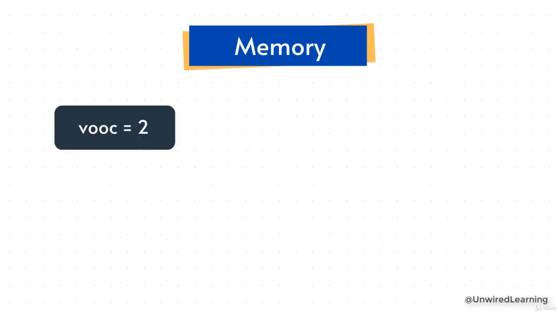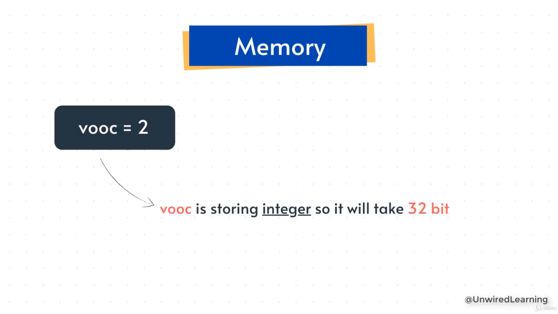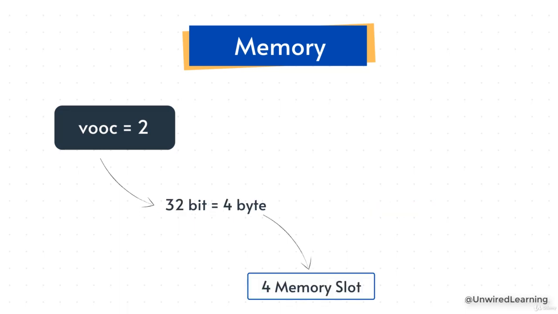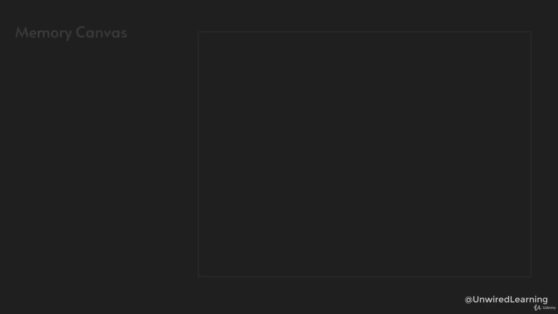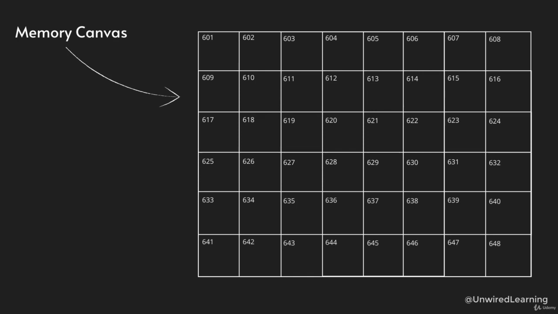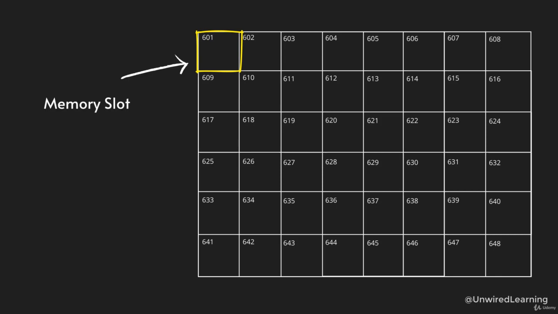Suppose I am taking a variable as VUC and I am storing a value as 2. Now this particular value is going to be stored in our memory slots in 32 bit format. So this particular value is going to take 4 bytes from our complete memory. Now let me draw a memory canvas so you can understand everything and visualize them in a much better way. So I'm taking this example as a memory canvas. Now each one of these is a memory slot. That means a 1 byte slot. Combining all these 4 of them, we can store a particular value which I'm going to do as VUC.